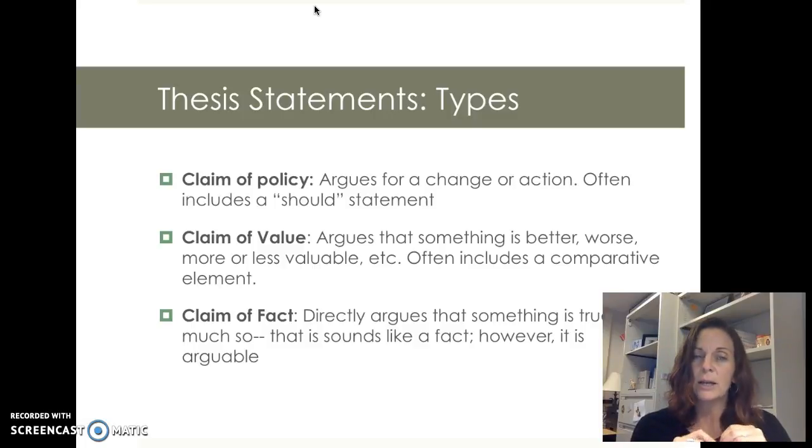Now this one's really tricky because it argues directly that something is true. So it sounds like it's fact, but it actually is arguable. So if someone was to say, students achieve well in college when they have support at home. Now that sounds like a fact because there's no should statement or there's no comparison, but it really is arguable. Maybe students achieve well when they don't receive support at home or receive something else instead. So these are the three types.